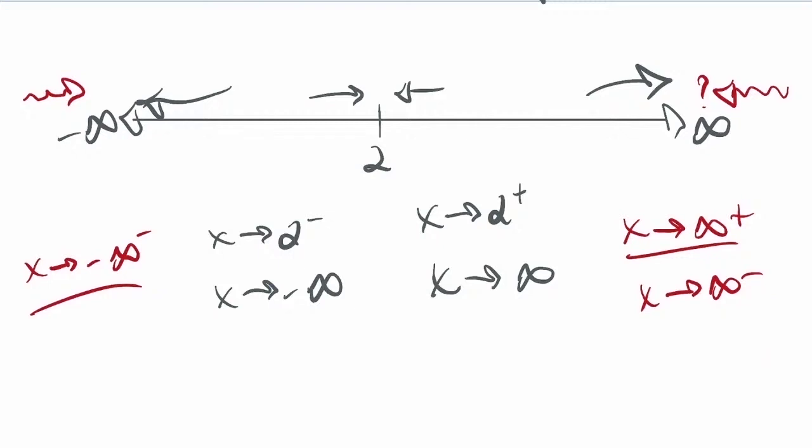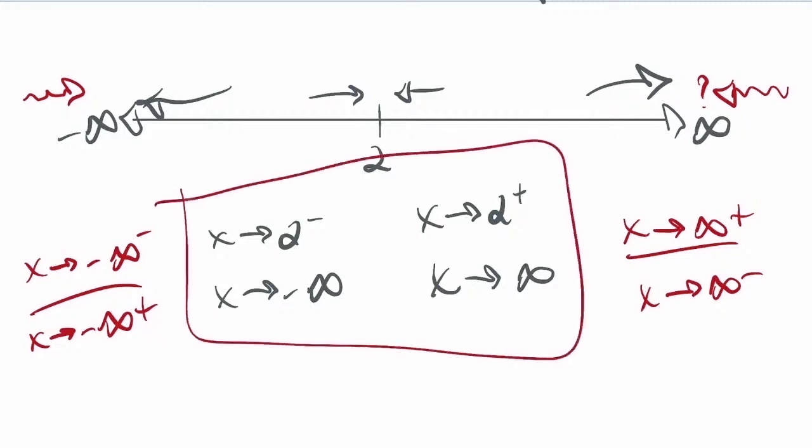So don't do that. And then also x goes to negative infinity from the right. Well, yeah, everything is to the right of negative infinity. That's the only way to approach it. So sort of redundant. So don't write that either. These are basically the options. Of course, 2 is not the only number we can deal with, but these are the 4 kinds of limits.